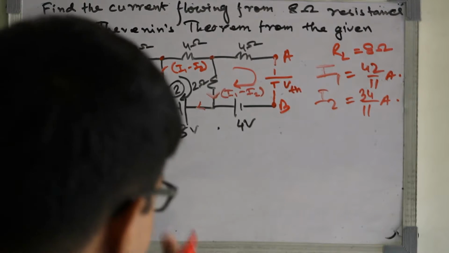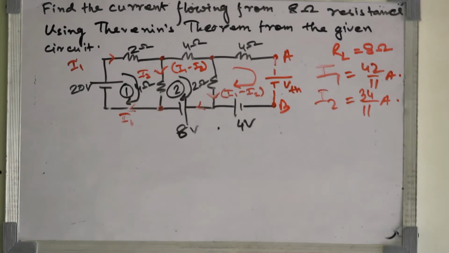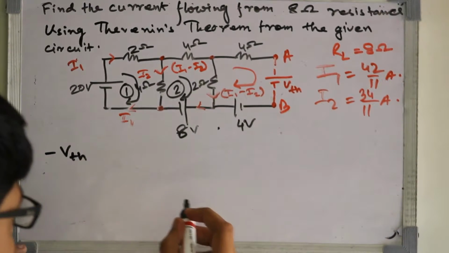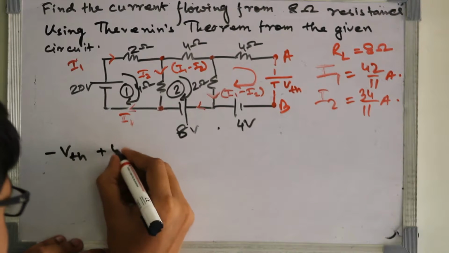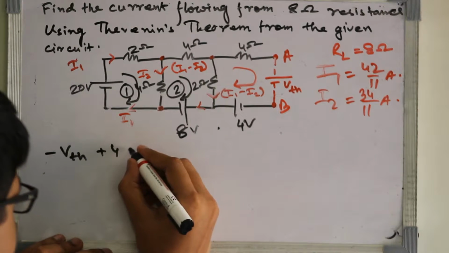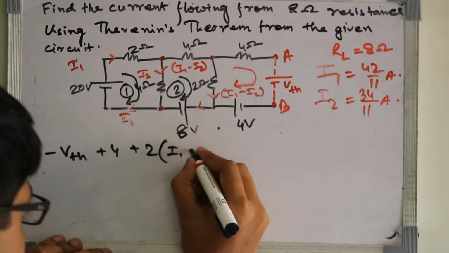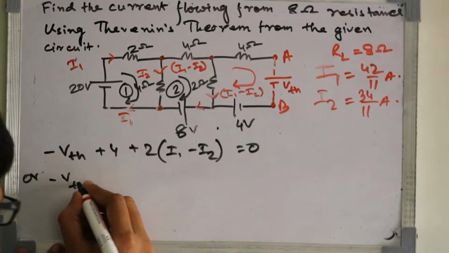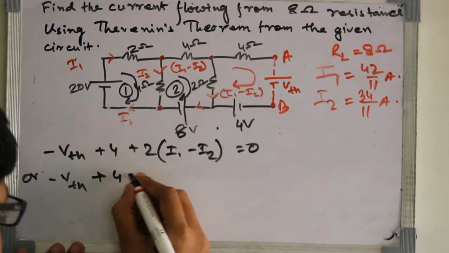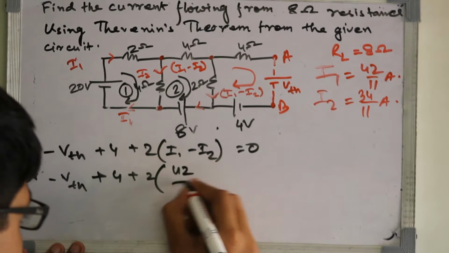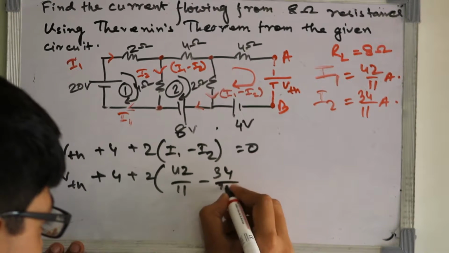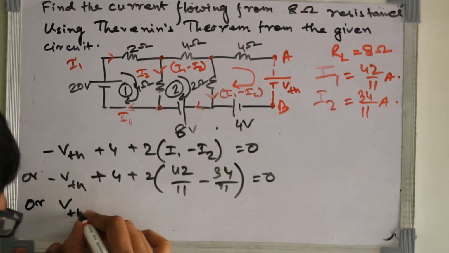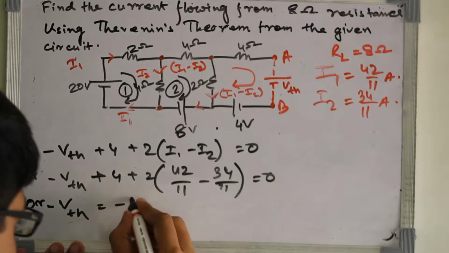So now the equation will be like this: minus VTH plus 4 plus 2 into (I1 minus I2) equals 0, or minus VTH plus 4 plus 2 into 42 upon 11 minus 34 upon 11 equals 0. Or minus VTH equals minus 4, this is not minus 4, minus 4 minus 16 upon 11.